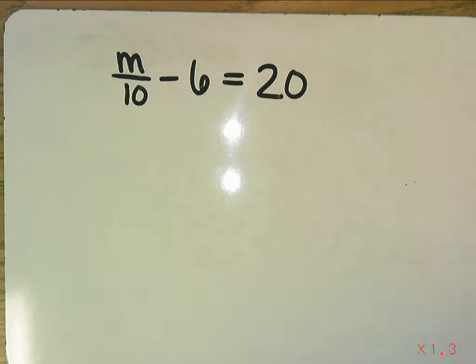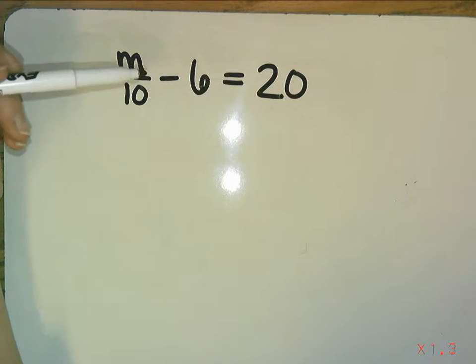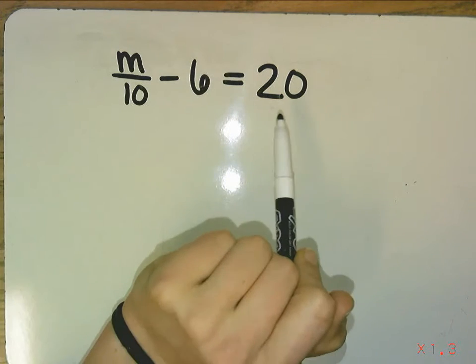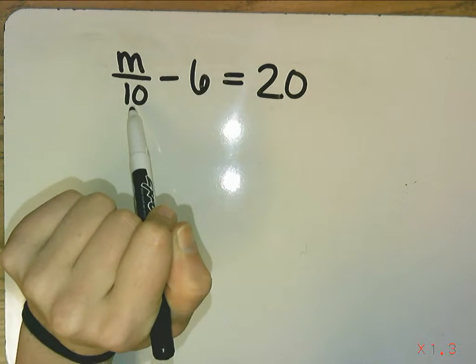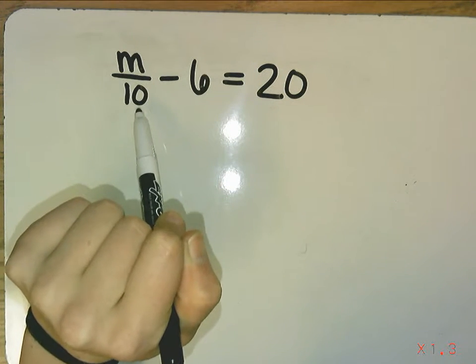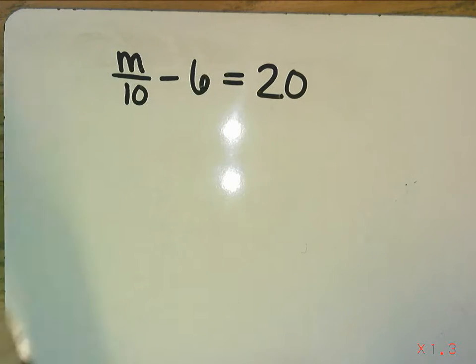We're going to take another look at solving equations with a fraction involved that we have to clear. So this equation is m divided by 10 minus 6 equals 20. The first thing I need to do is clear this fraction. Since my only denominator is 10, that's what I'm going to multiply by.